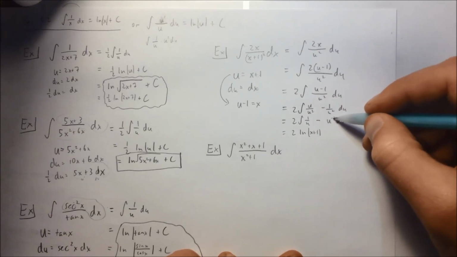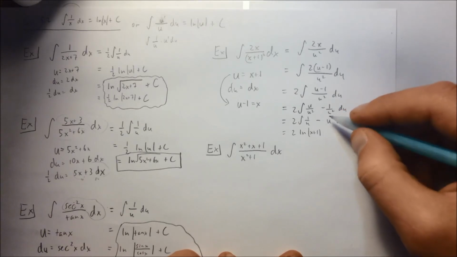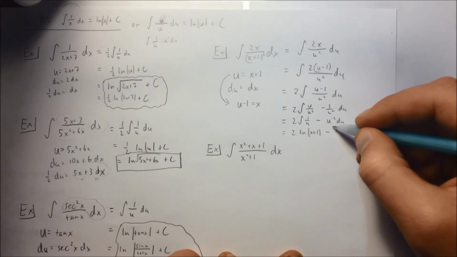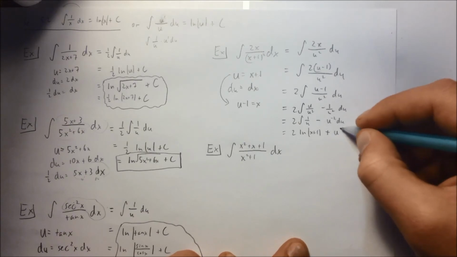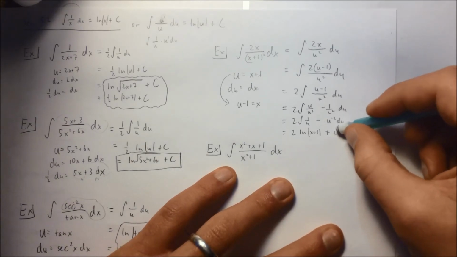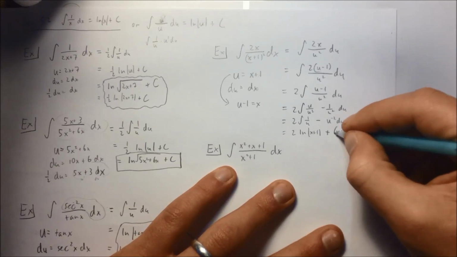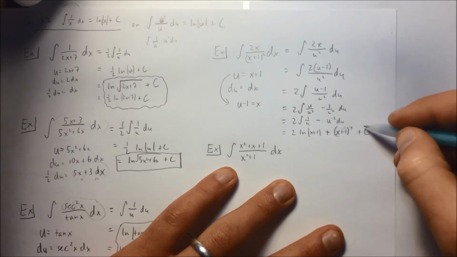And since this is u to the negative 2, I can just use the power rule on this one. So I'm going to add 1 to it. I'm going to get minus, and if we bring down the negative 1, that's going to make it positive. U to the negative 1, but instead of u to the negative 1, I'm going to write it x plus 1 all to the negative 1 plus cookies, of course.